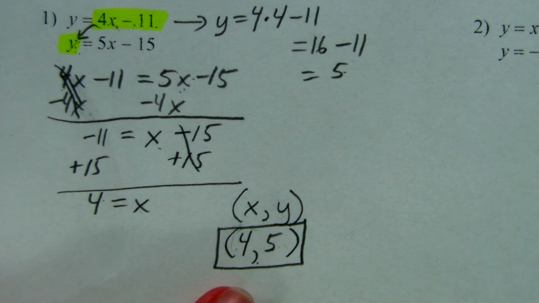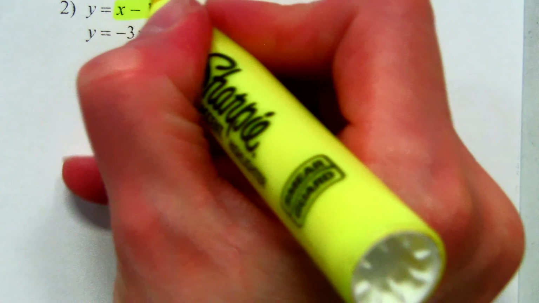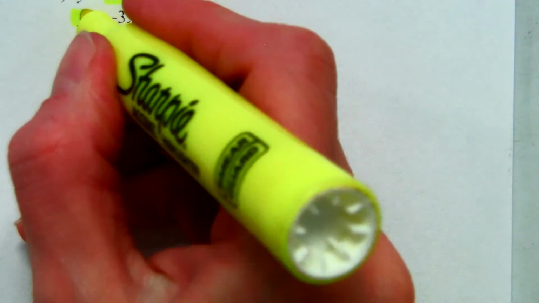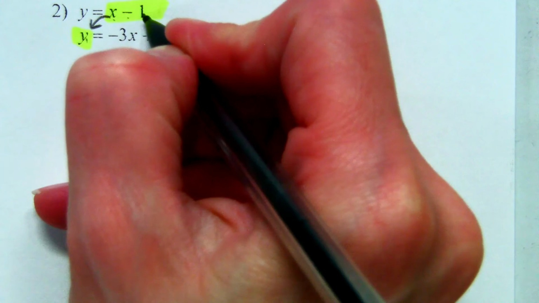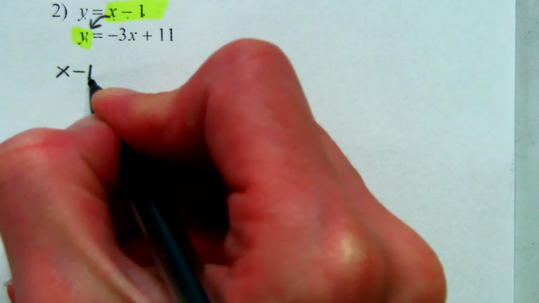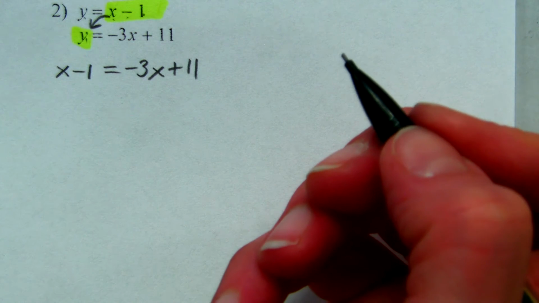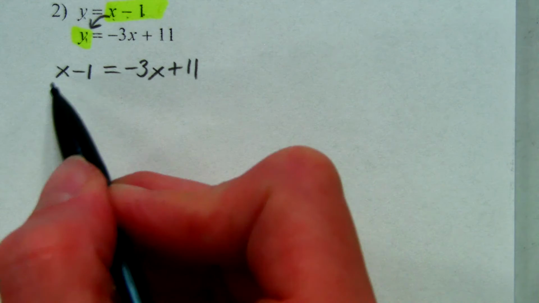All right, we're going to do another one where they're both in slope-intercept form. So let's come over here. What I'm going to do is take this part of the equation and substitute it for the y down here. So this y is going completely away, and I'm replacing it with x minus 1. And I can do that because that's equal to y in this equation. We can replace things that are equal. So I'm going to put x minus 1 equals negative 3x plus 11. So I need to now get all of my x's on one side.